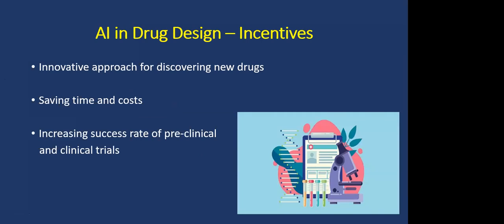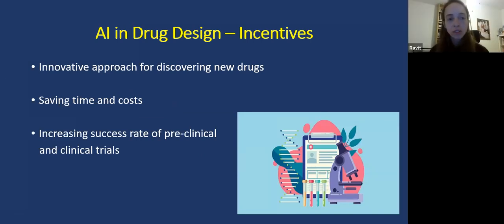So why use AI in drug design? First of all, it's a new approach for discovering new drugs. And as some of you or all of you may know, clinical trials and preclinical trials take a long time and can be very expensive, with very low success rates. AI in drug design is to save time and costs and to increase the success rate of preclinical and clinical trials.